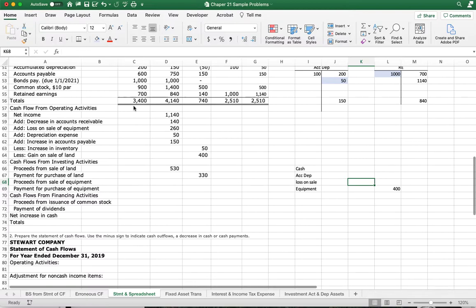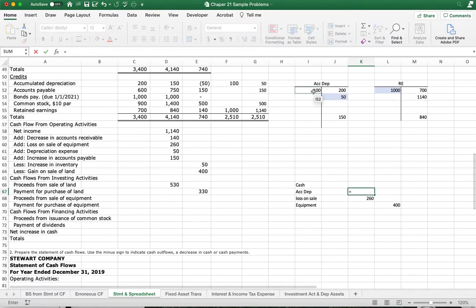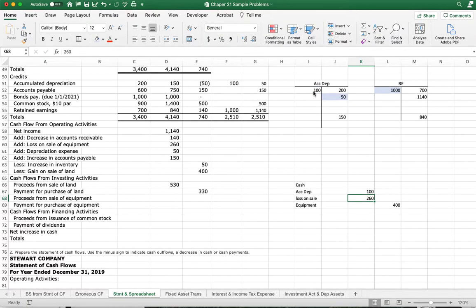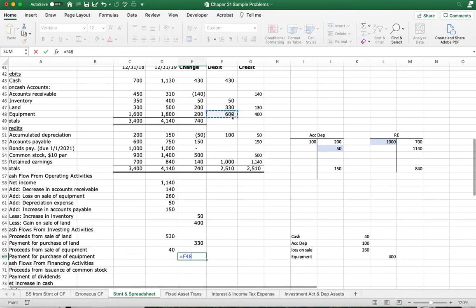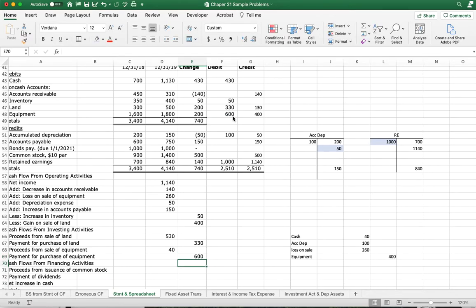Whoa, what in the world did I just do? I'm not sure. The accumulated depreciation we had determined to be $100. And so that means that we can solve for the cash proceeds of $40. So, proceeds from the sale of equipment being $40. The payment for the purchase of equipment, we had already determined in our worksheet $600.